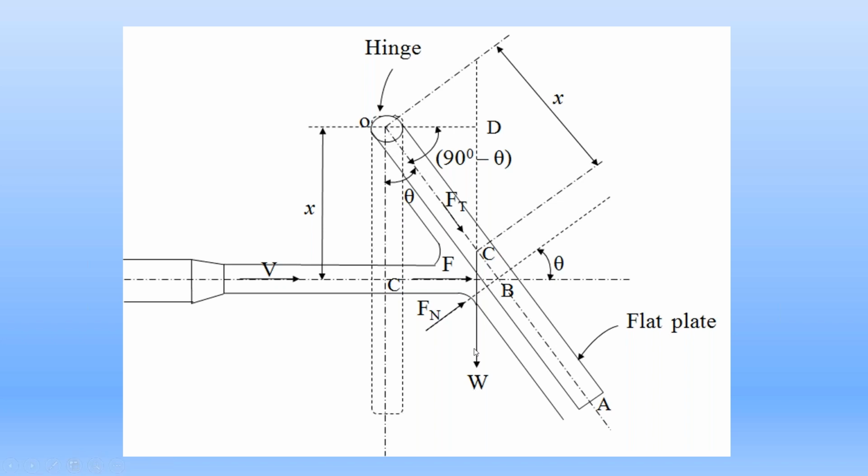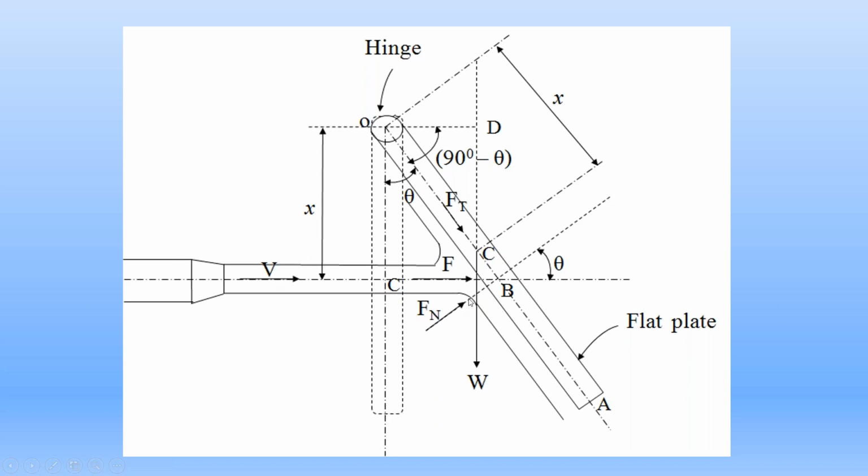Then the moment of force W about the hinge point O is W into the length OD. We know that the length OD is equal to X sin theta. So the moment of force W about the hinge point O is W into X sin theta, and that moment is in the clockwise direction. Then the third force is Fn, the normal force.